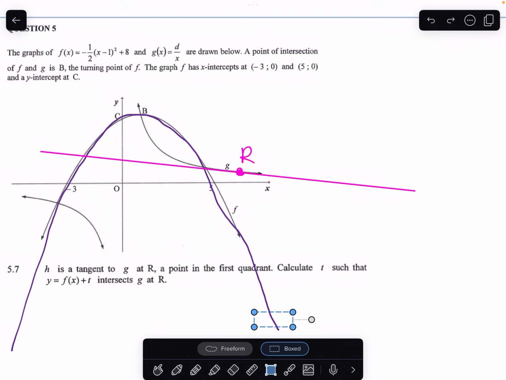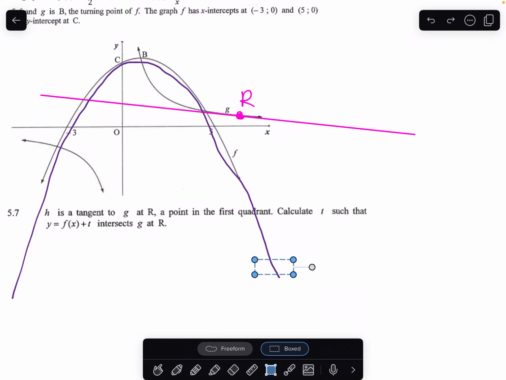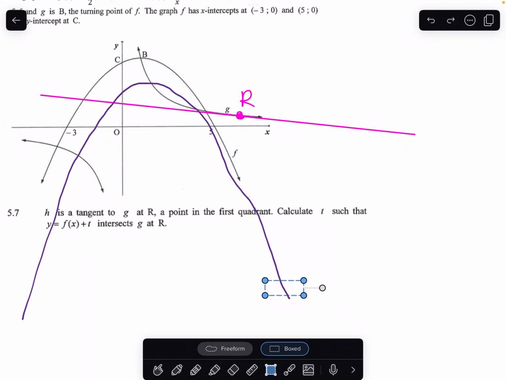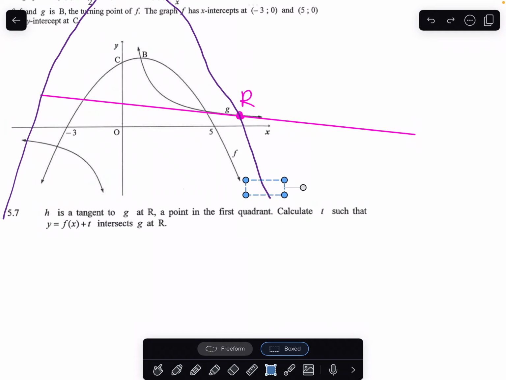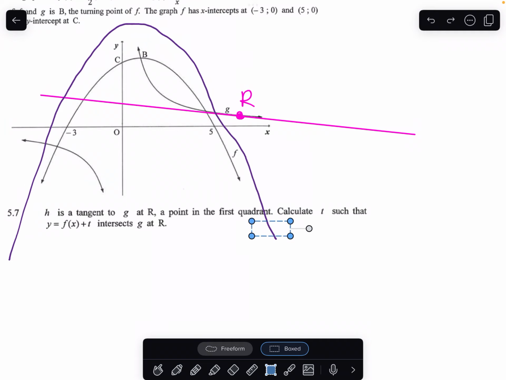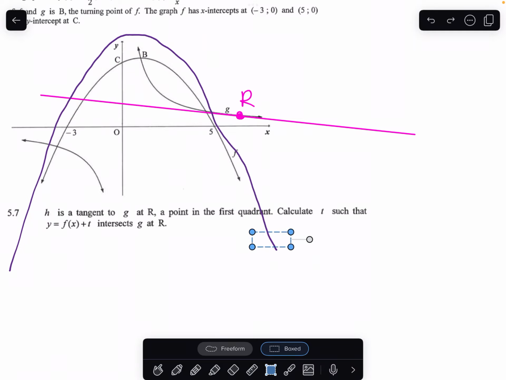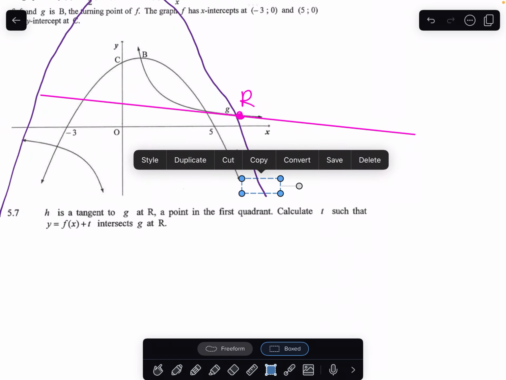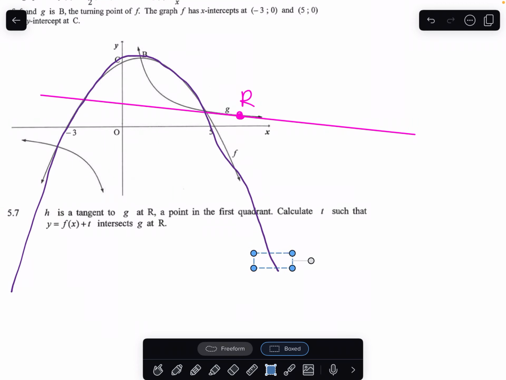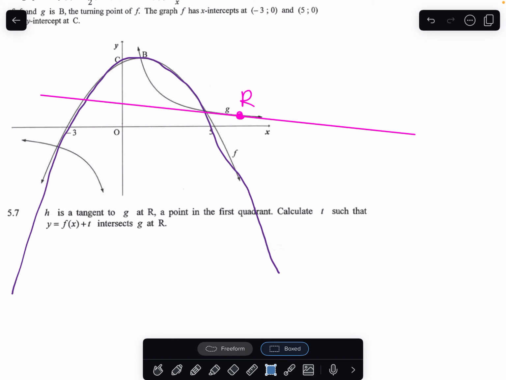We would want to move the parabola. We're just moving it up or down. Okay, in this case we would need to move it up so that it intersects there. Yeah, because if we move it down, it's just going to get further and further away. How are we going to find it, detectives?